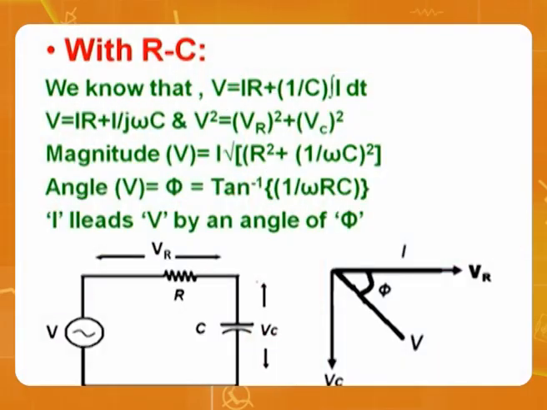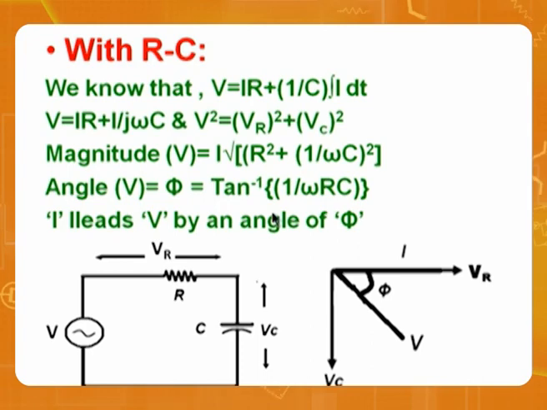Then the capacitor. If you put the capacitor and resistor together, this is VR plus VC. VR is on the x-axis, VC is negative. If we take the overall, the magnitude is the root of R square plus (1 by j omega C) whole square, into I. The phase angle is (1 by omega C) by R, so 1 by omega RC.